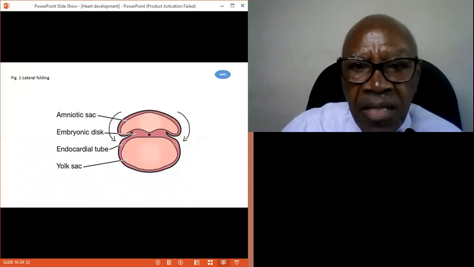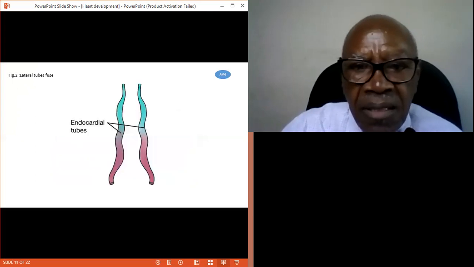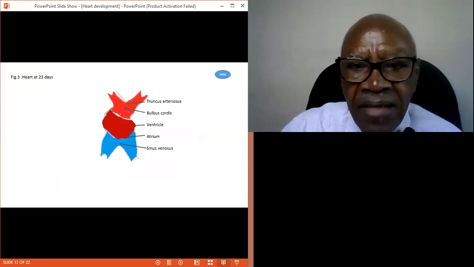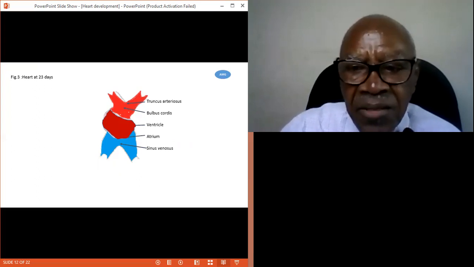Slide 1 shows the lateral folding, which brings the 2 tubes together. Slide 2 shows the lateral tubes which fuse. Slide 3 shows the heart at 23 days and its parts: truncus arteriosus, valvus cordis, ventricle, atrium, and the sinus venosus.